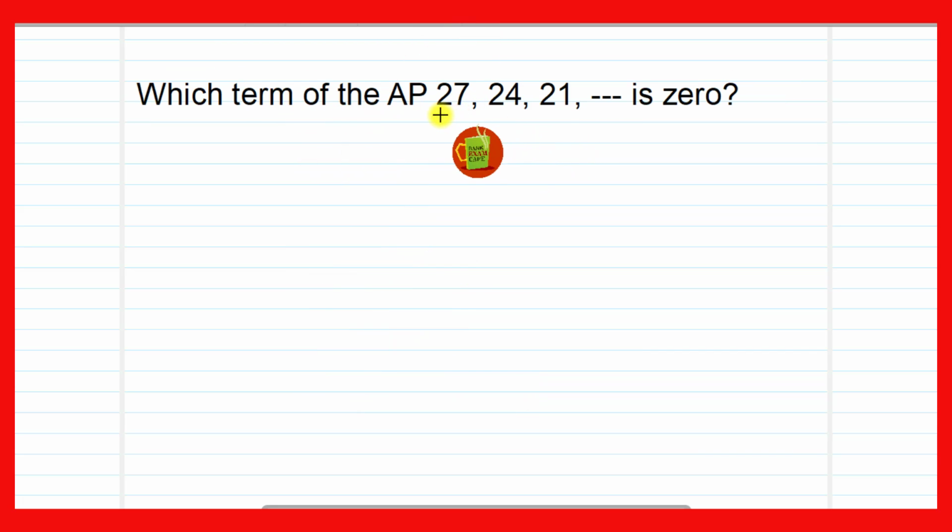Which term of the AP 27, 24, 21 is 0? We have to find which term of this given AP is 0. Because this is decreasing, there will be one term where there will be a 0, and that number we have to find. So here a is equal to 27. A is the first term. D is the common difference, that is second term minus first term. So D is equal to 24 minus 27, that is minus 3.